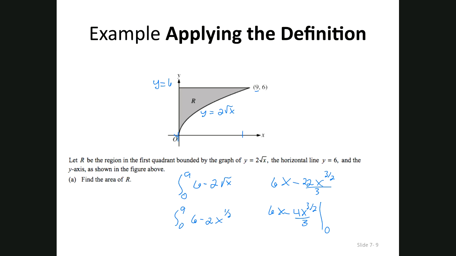This is where being able to find x to the 3/2 is going to come in real handy. So what is this going to be? 54 minus, well, 9 to the 3/2, is that 27? And then 27 times 4 divided by 3, so I can just simplify. So that's 36, I believe. So 54 minus 36 is going to be 18. And then if I plug 0 in there, that's just going to be 0, right?